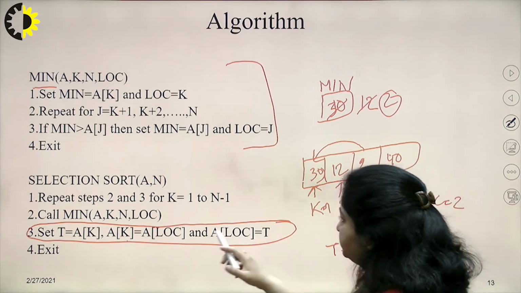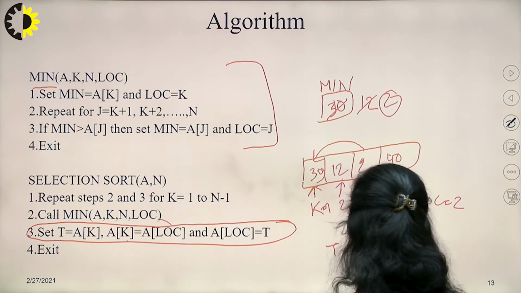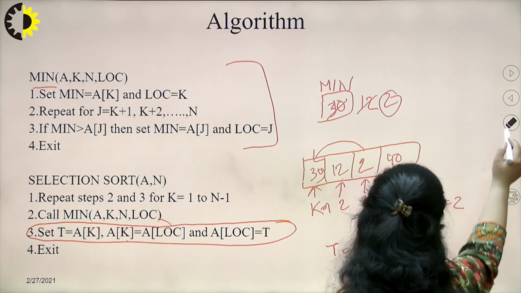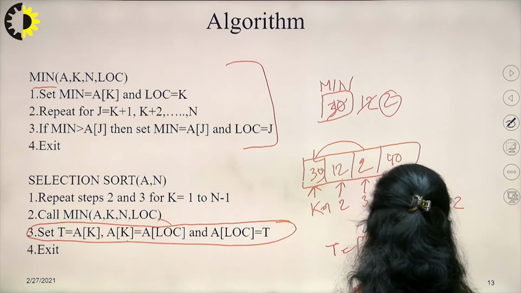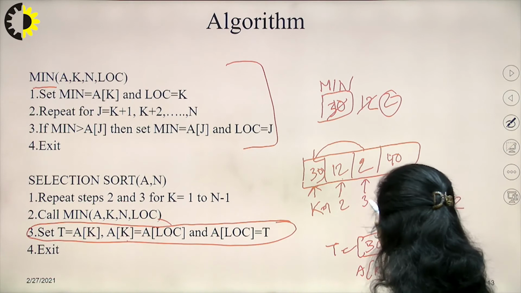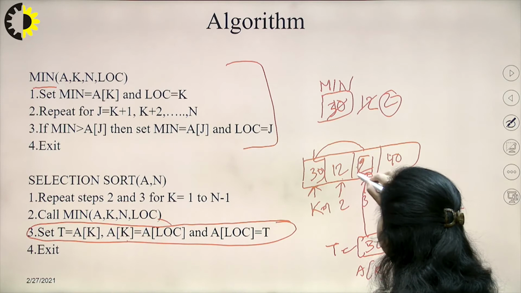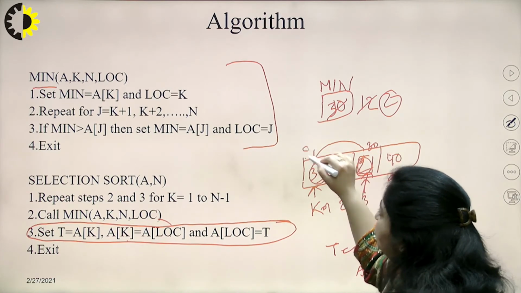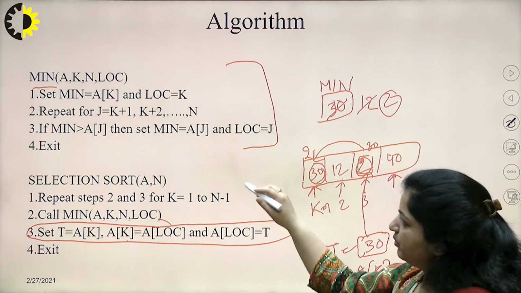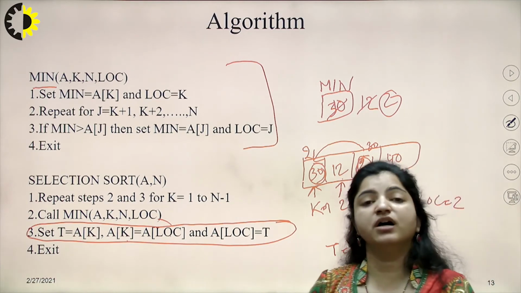So at ak position, what will I do? Sorry, at ak position I will place the value of a2, which is 2. So I will get the value 2 here, fine. And then a loc was this position, so at this position I have to place the value of this temp, which is 30. So here I will place 30 and here I will place 2, and in this way this code is used to exchange these values. Fine. So we will keep on doing this for all the values, and in this way we will be able to sort the complete array.